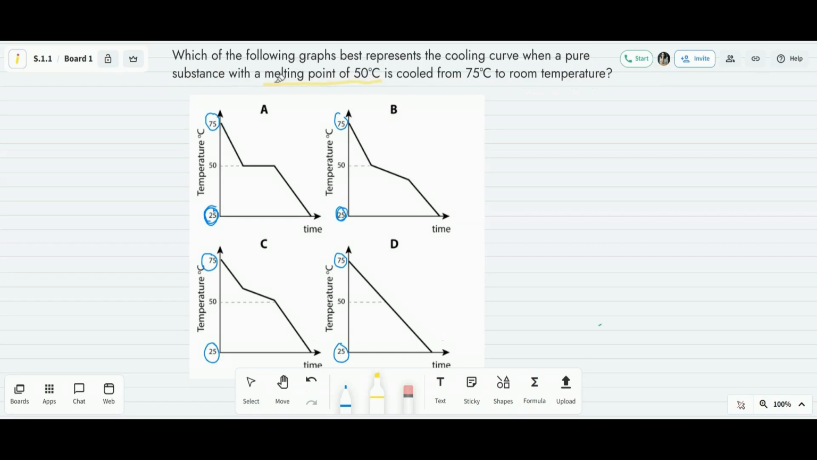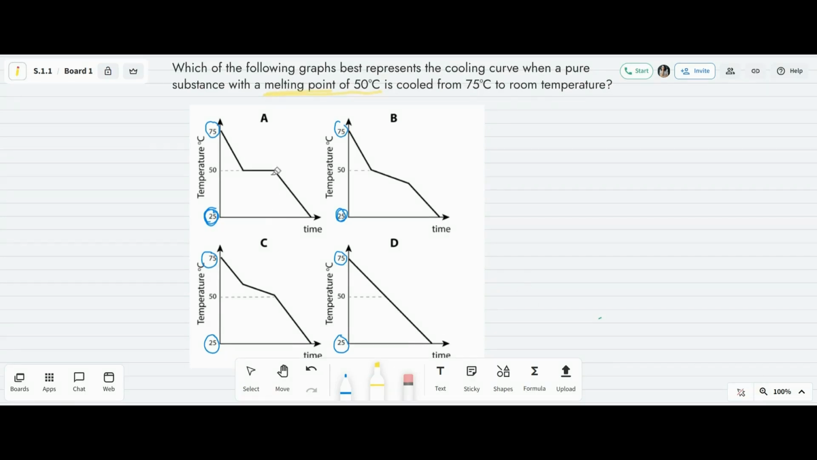We've seen in the previous question that during any phase change like melting or boiling, the substance stays at constant temperature. Only in the choice A does the temperature stay constant at 50. In the other choices, temperature isn't staying constant during the entire phase change. So the right choice is A.